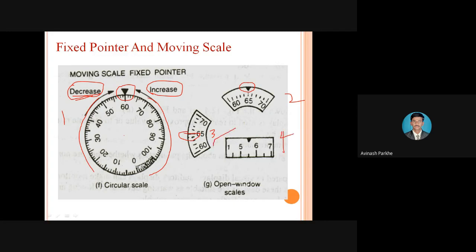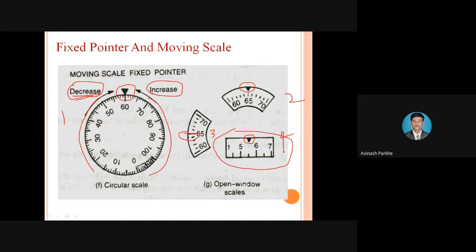Again in figure number 4, the display is available in the form of a rectangle, in which the readings are provided at the bottom side, and here the pointer is to be totally fixed. Means in all the 4 types of figures, in all the 4 examples, your pointer is totally fixed, only scales are movable. So in many types of machines and equipment, such types of scales or display devices are to be provided.